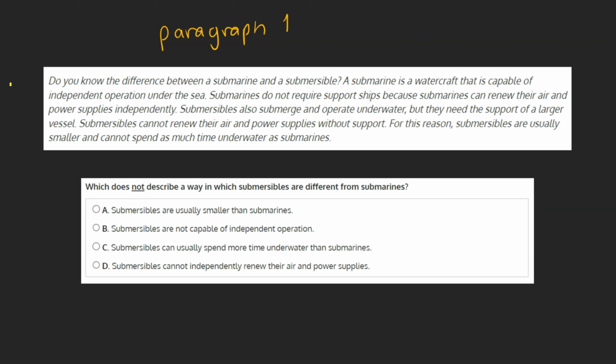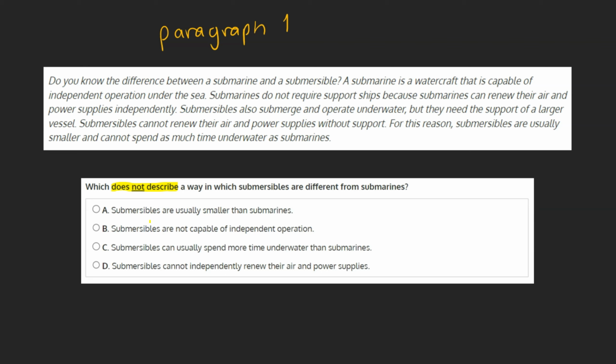In order to answer this question, we need information from the first paragraph, which I have posted here. This paragraph describes in detail the differences between submarines and submersibles. Because our question is asking what does not describe a way in which they differ, if we go through each choice and locate backing in the text, we can know that is not the correct answer.